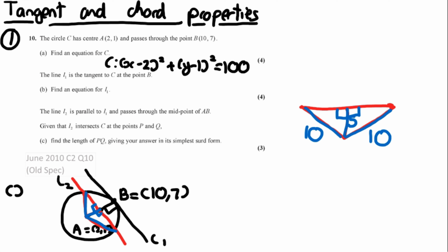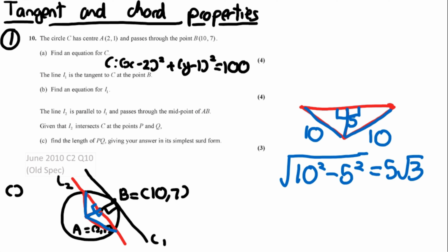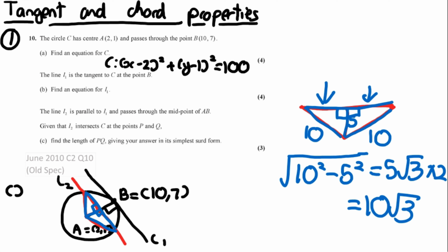So what we can do is find the length of both these sides easily by using Pythagoras. This is the hypotenuse, so we can do 10 squared minus 5 squared and square root this, and if you put it into a calculator, this is equal to 5 root 3, and this is the length of this side. Then you can just find the length of this side as well, so you just times it by 2 because they're the same, and you're going to get 10 root 3, and this is the line PQ, and this is actually the answer.